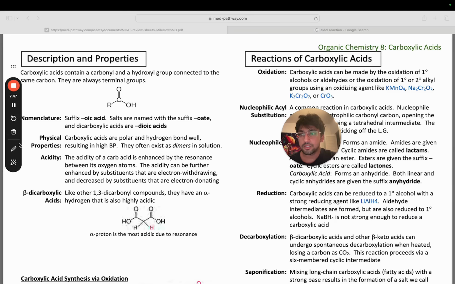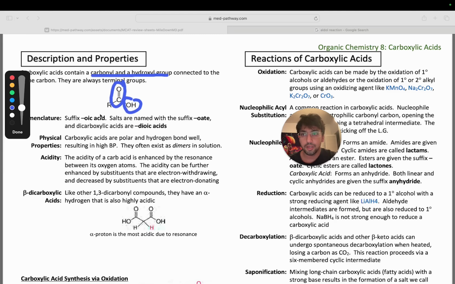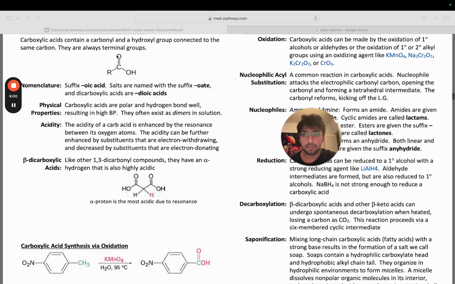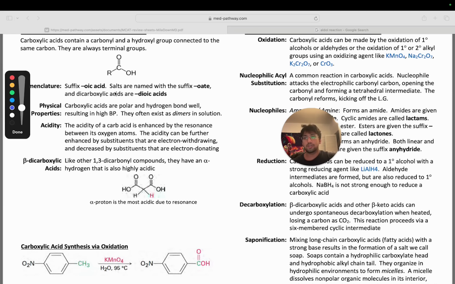Okay, now let's continue talking about carboxylic acids. Carboxylic acids, as I talked about before, have that carbonyl group and a hydroxyl group attached to that carbon, and they're always terminal groups. So basically what that means is that it's always at the end of the chain. You can't have a carboxylic acid that's in the middle of a chain.